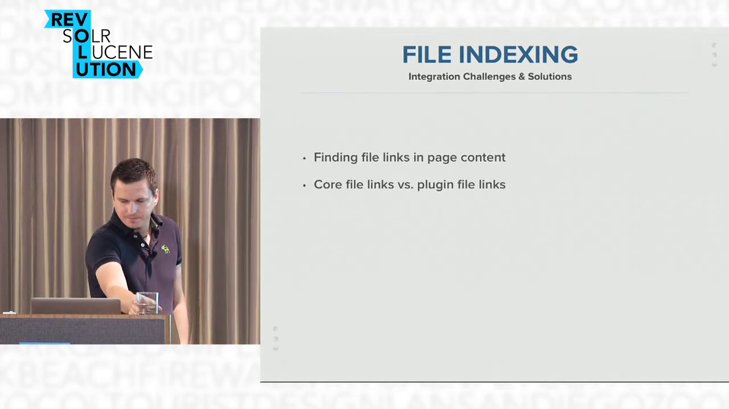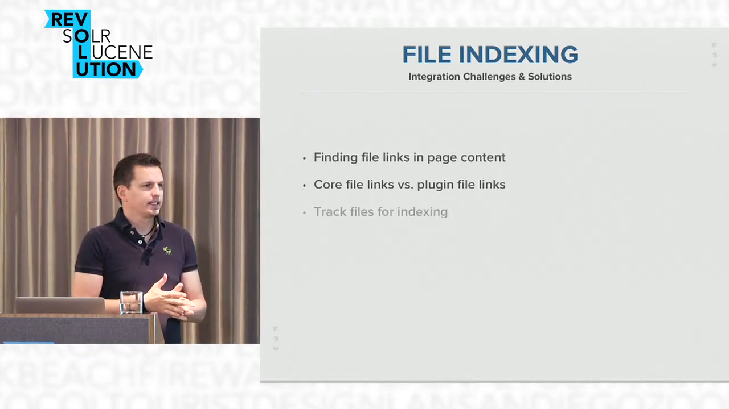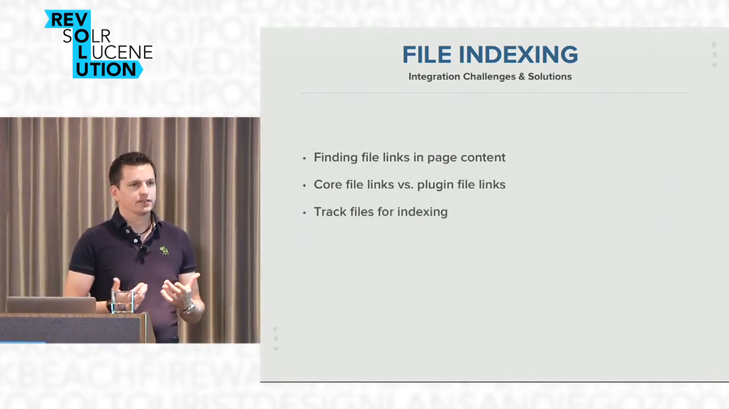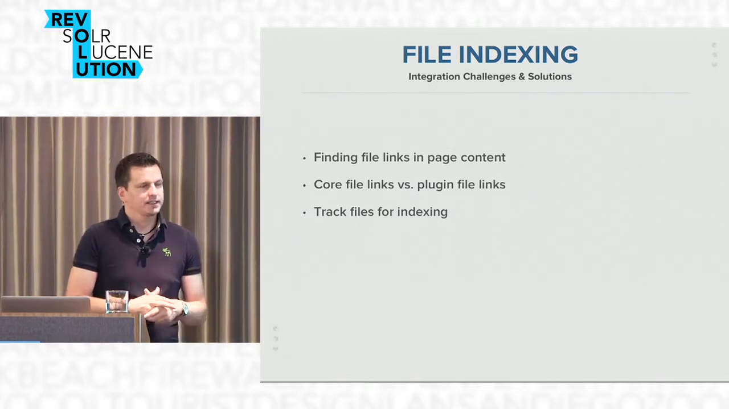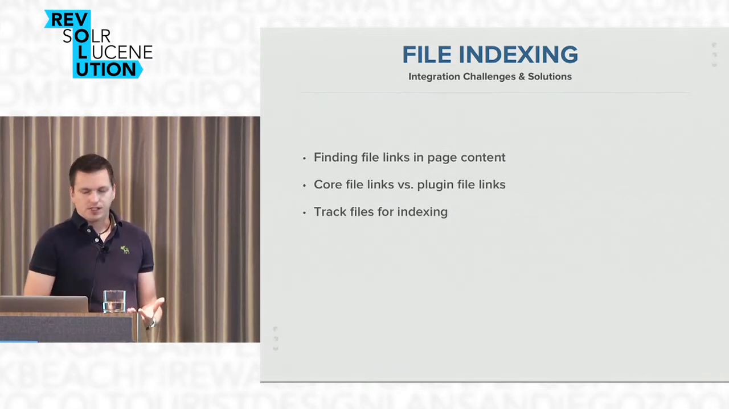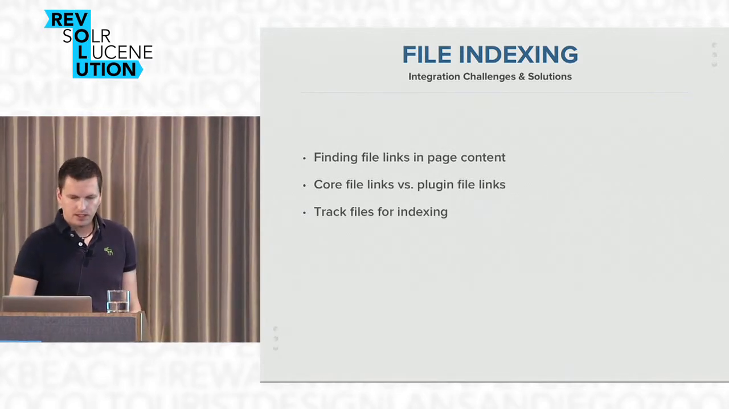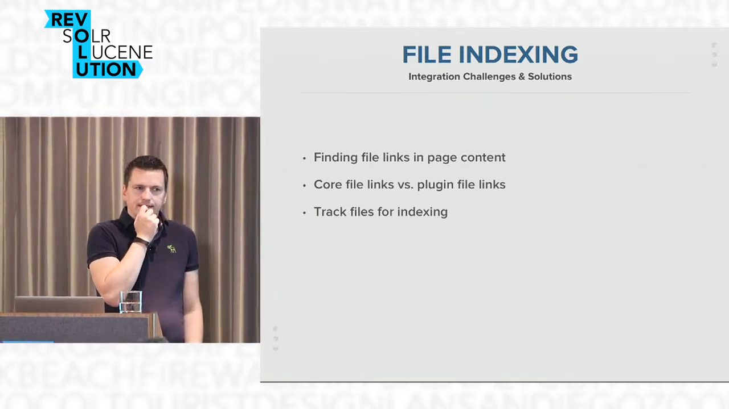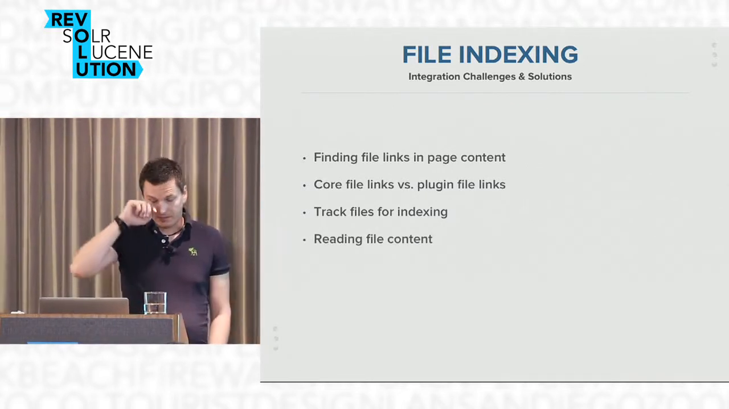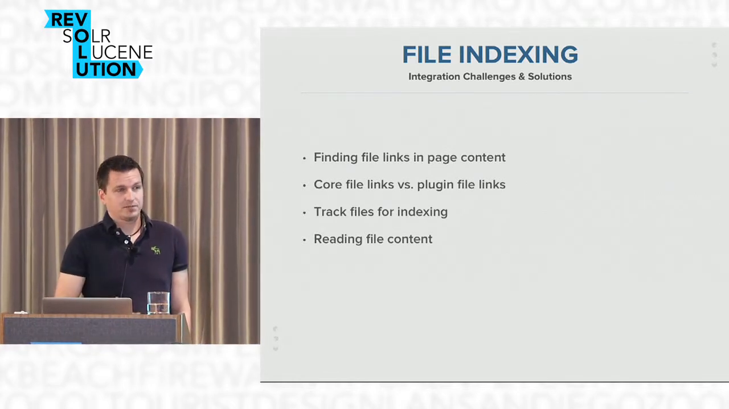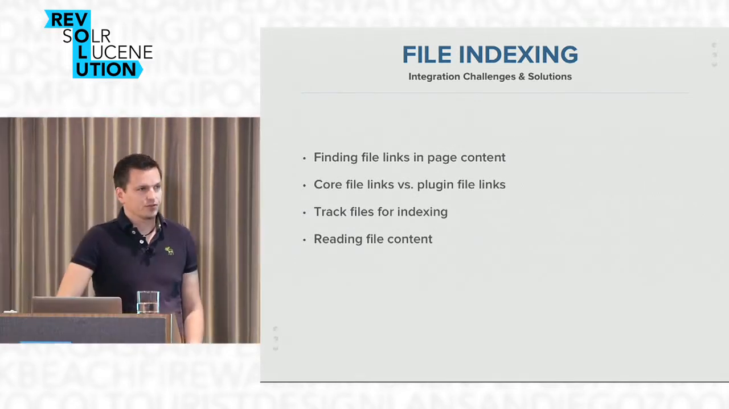And then even after we identified the files that needed to be indexed, we also needed to track those, like were links removed to them, were new links added, deal with duplication, linking to the same file in multiple locations and stuff like that. And of course, how do you read the content of the file? Like if you link to a PDF, a Word document, Excel sheet, whatever, even sometimes you want to index images, videos. How do you read the content of those files?